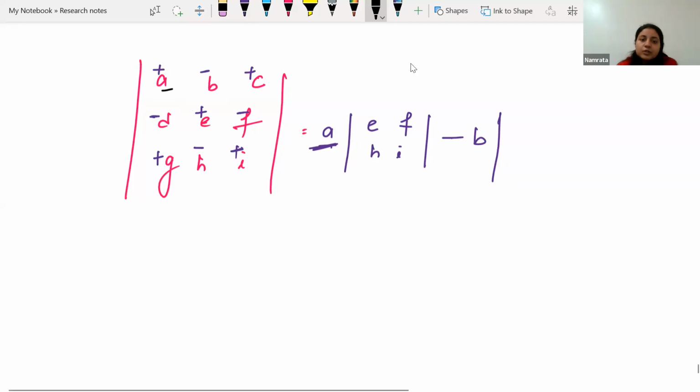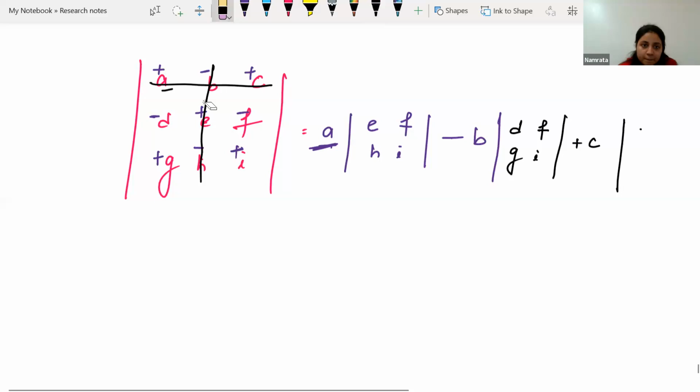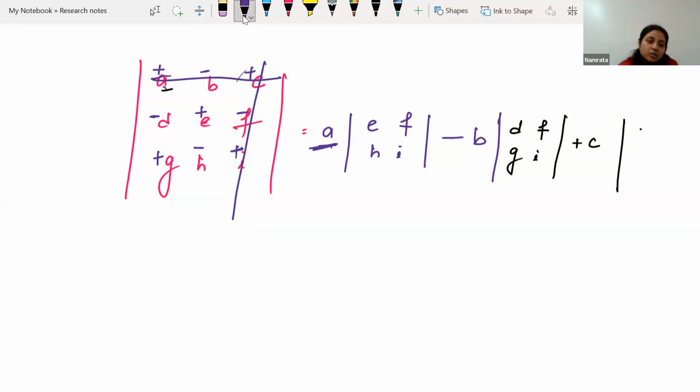Here, minus B we will have, covering this column and this row, and as you can see we are left with D, F, G, I. Now we'll be taking plus C, and we cover that row and that column, so we will be left with D, E, G, H.